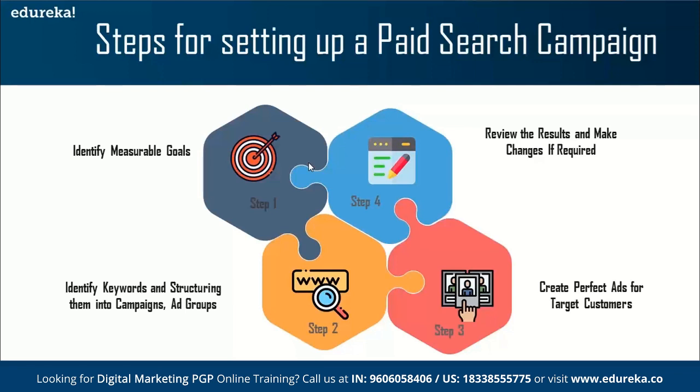And in case of SEO and PPC campaigns, we move forward to the keywords. So in case of paid campaigns, the second step is identifying keywords, structuring them into proper campaigns and ad groups. This is very important. Then create perfect ads for your target customer. The important point is the target customer. And while you are measuring your goals, you need to understand your target customers perfectly. So what kind of searches they are doing, what kind of sites they are browsing. Once you crack all these details, you are good in Google Ads. Fourth point, review the results and make changes if required.